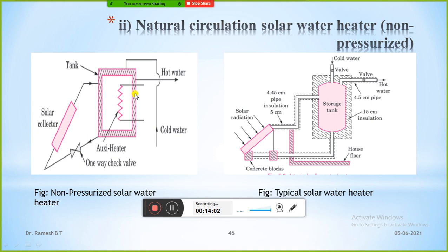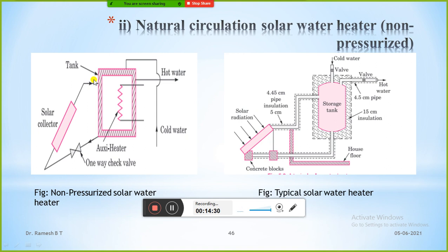Observe here, this is the tank and this is the collector. The position of the tank is nearly the same as the collector. In the previous one, the tank had some distance above, 0.3 meter or at least 1 meter, but here it is nearly the same. The collector is nearly equal to the tank. This type of system we call non-pressurized. Here there is no pressure.